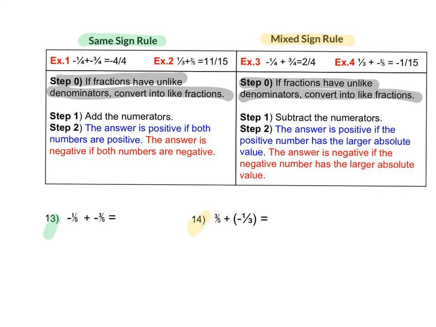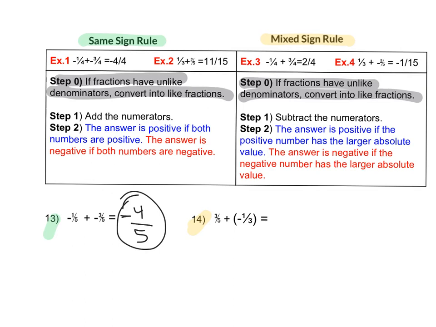Back to problem number 13, since the denominator of both fractions is 5, we're going to keep that denominator the same. Now we're just going to follow the rules. Add up the numerators. 1 plus 3 gives me 4. Because both numbers are negative, then that means that our sum is also negative.